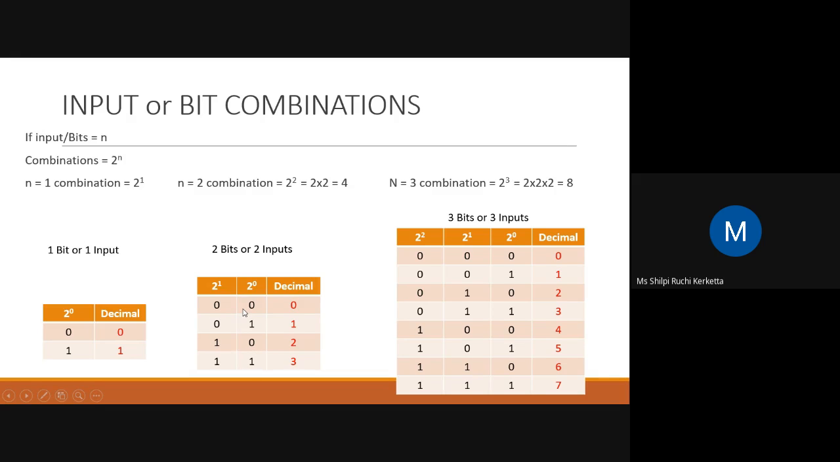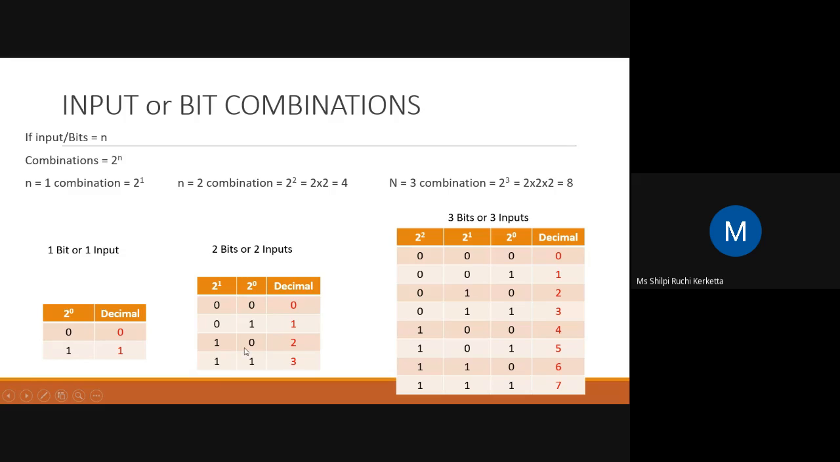In the same way as we did for decimal, we will convert this binary into decimal. For 00, we multiply 0 into 2 to the power 0, so it is 0, and we multiply the other 0 with 2 to the power 1 and add both. So we get 0. For 01, we multiply 1 by 2 to the power 0, so we get 1, and the other is 0. So 0 plus 1 is 1.